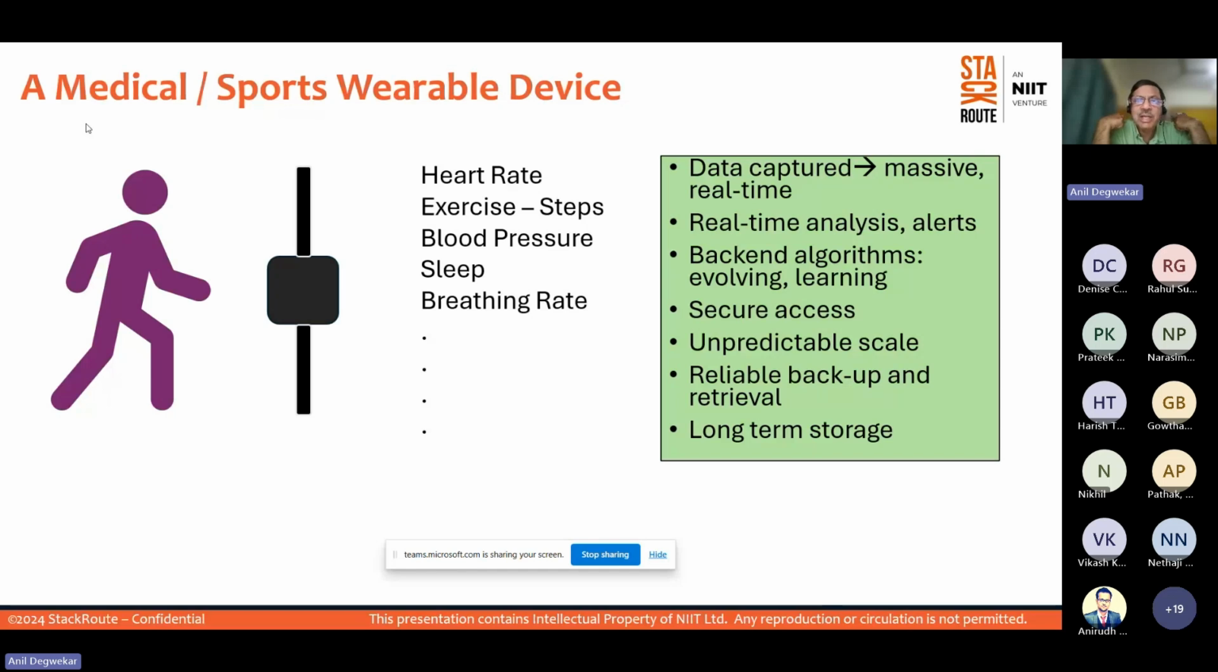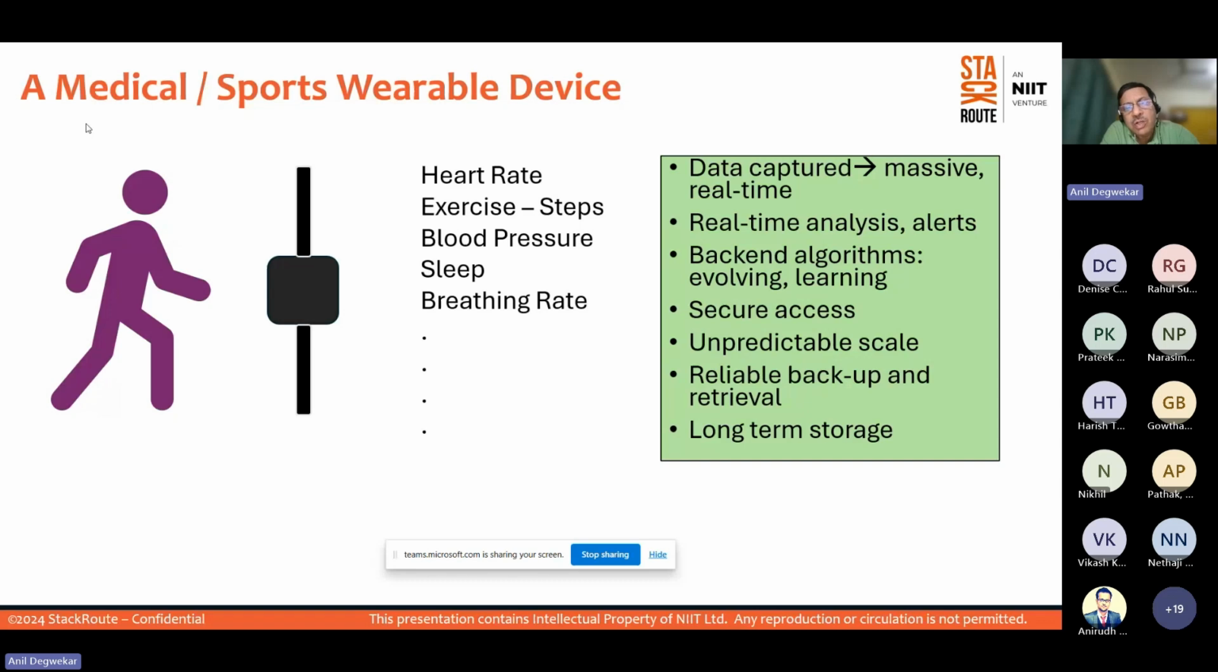And people expect some kind of a real-time analysis and alerts. If some parameters go up or down, you want real-time alerts, you want real-time analysis whether you have met your daily goals, weekly goals, how your exercise is going about. And as the field evolves, you will have some kind of backend algorithms, and these algorithms keep evolving, keep learning, right? So certainly it's not a trivial challenge anymore, right?